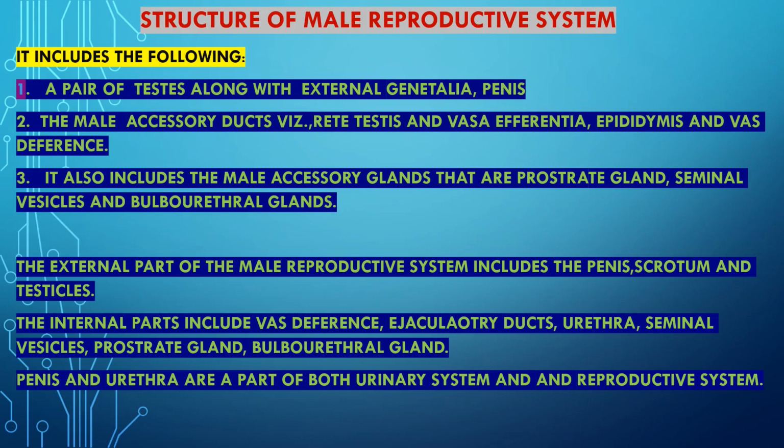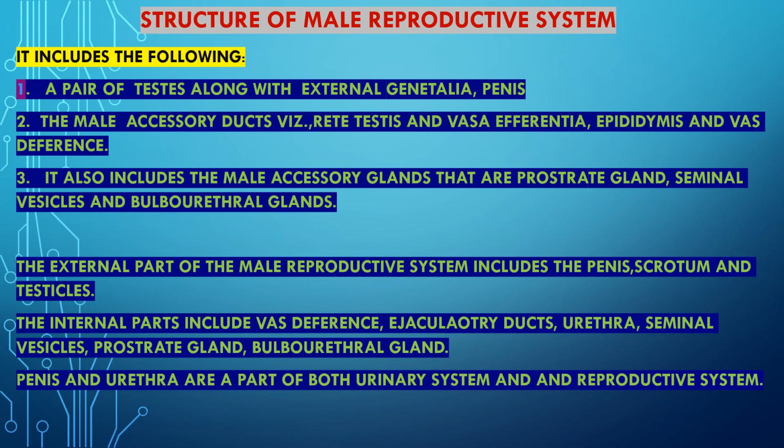Now we will see about the structure of the male reproductive system. So the male reproductive system is located in the pelvic region. It includes a pair of testes along with accessory ducts, glands, and the external genitalia. So what are the structures included in the male reproductive system? You have a pair of testes along with external genitalia, which you call the penis.